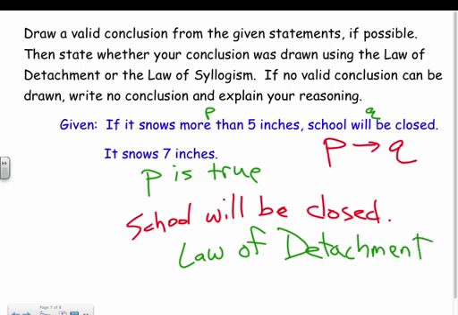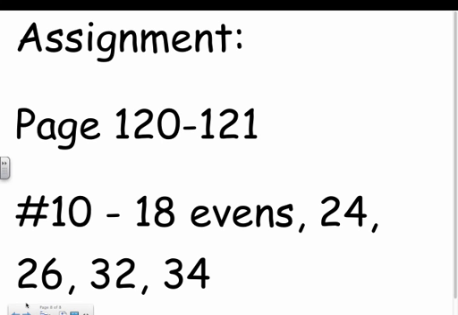So just a few things about deductive and inductive reasoning and our 2 new laws, law of detachment and law of syllogism. Proofs next time.